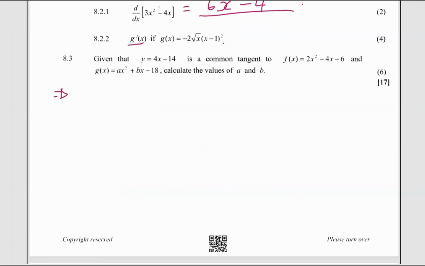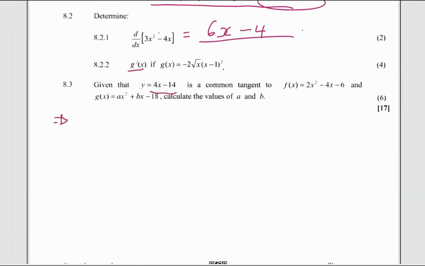8.3, they're telling us, given that y is given as that, is a common tangent to this and then that. Calculate the values of a and b. So one thing that we know about common tangents is that the graphs will be equal at that same point. So what I'm going to do, I'll start by getting this equation and then equating it to this equation so that I solve the value of x at which the graphs are the same.